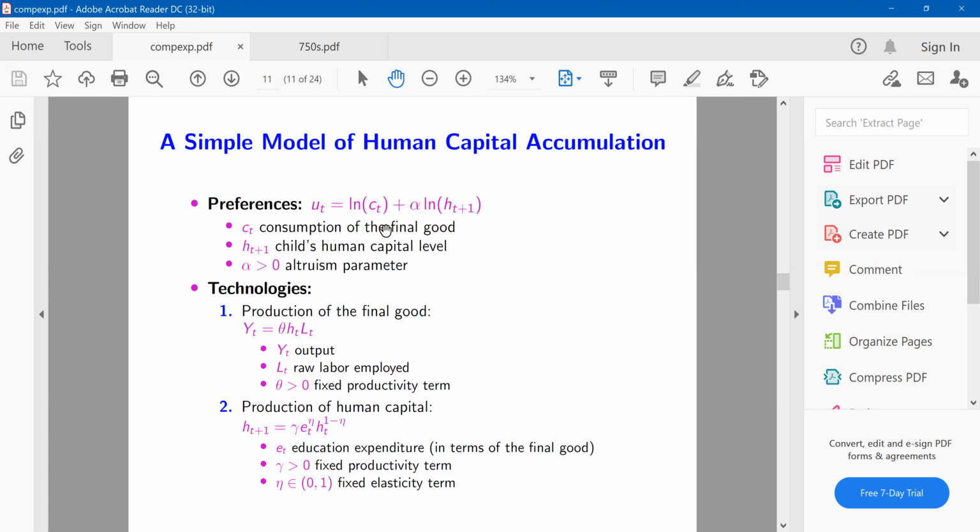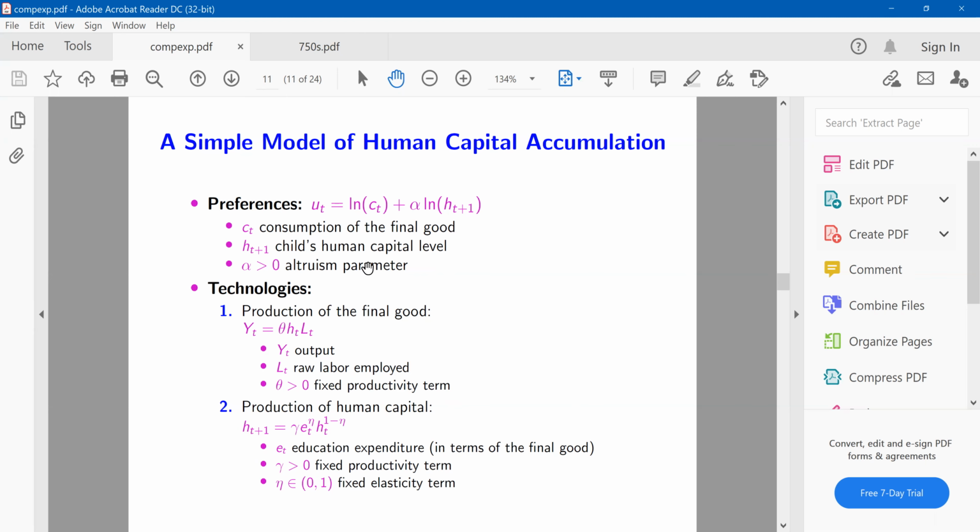Each child will have a human capital level of HT plus 1, and alpha here is an altruism parameter, because that represents the adults' preferences for their kids, right? So adults obtain utility if their kids are more skillful. Why would that be the case? Well, because adults would want their kids to have better skills, more skills, so that their kids earn more as adults and have a large level of utility.